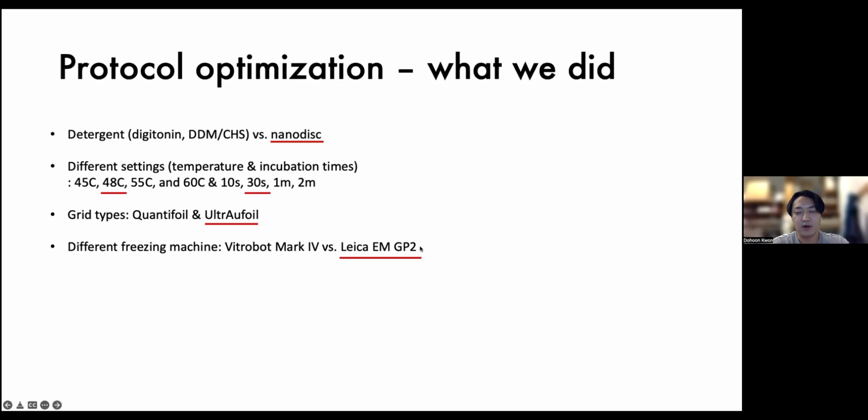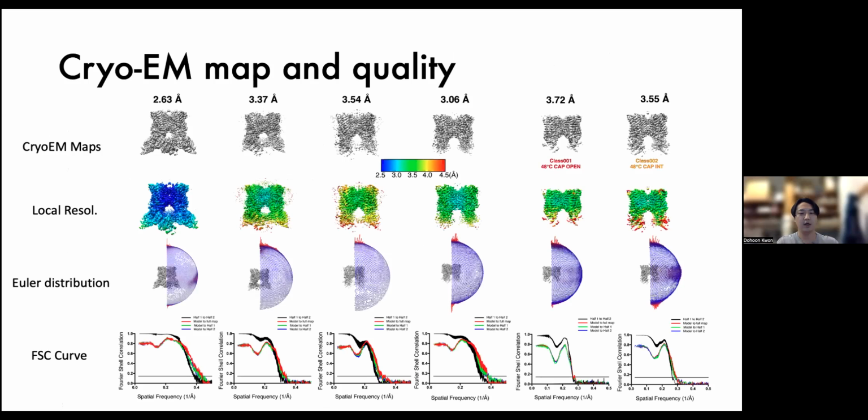Using this method, we solved several TRPV1 structures under various temperature conditions. We solved the nanodisc structure at 4 degrees, 25 degrees, and 48 degrees. I will explain all of these structures one by one. This is the map quality, the angular distribution, and the local resolution information. Next is the density quality.